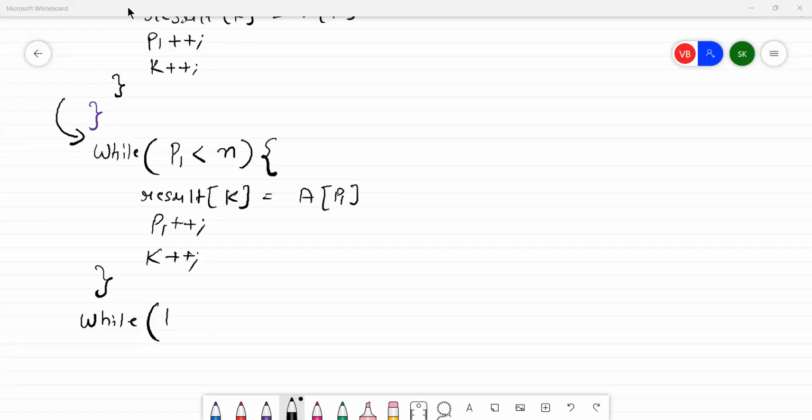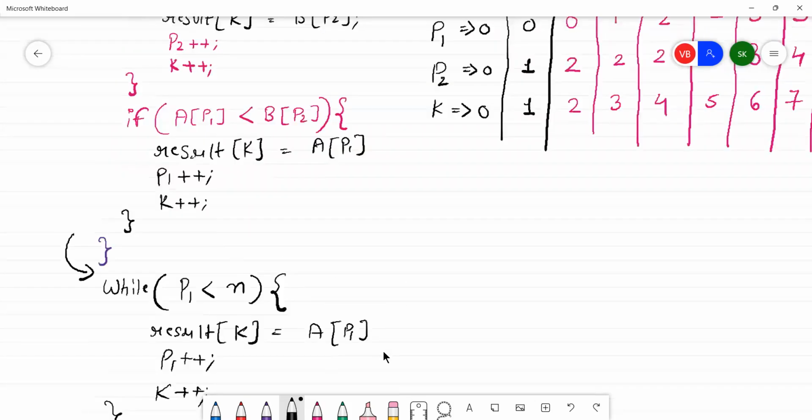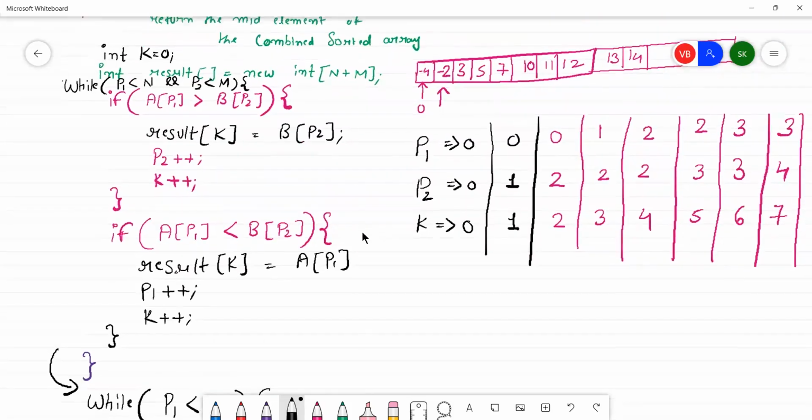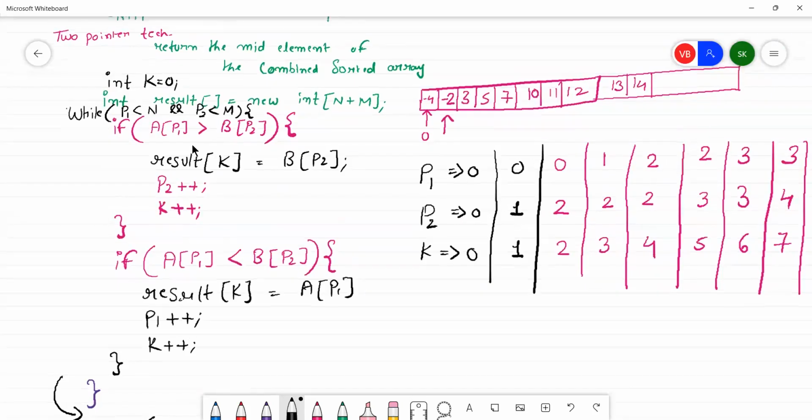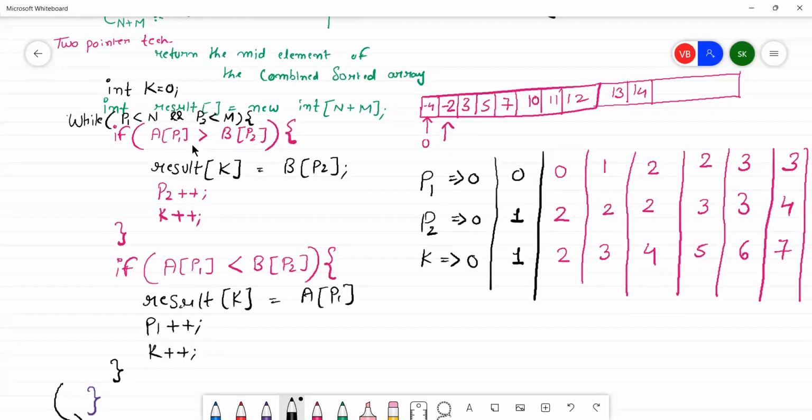Yes, Vaibhav, you can tell me what your doubt is. In the first loop, we have written P1 less than N and P2 less than M. If both the conditions are true in while, then only it will move into the loop, right? Okay, fine. Clear? Okay.